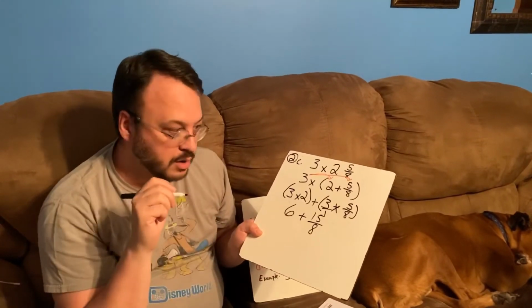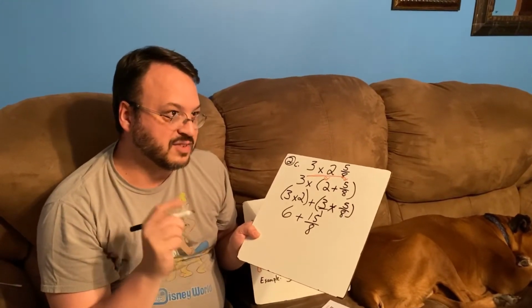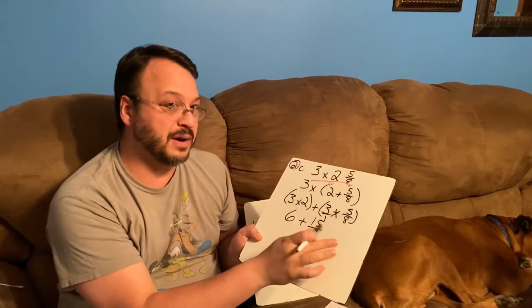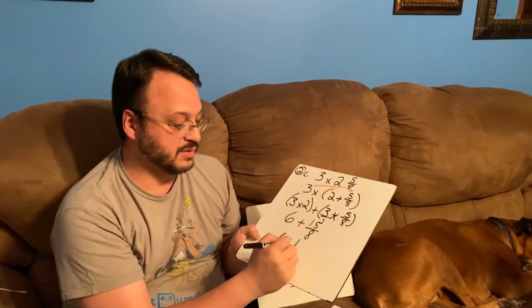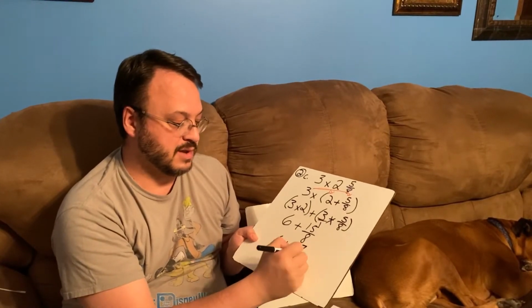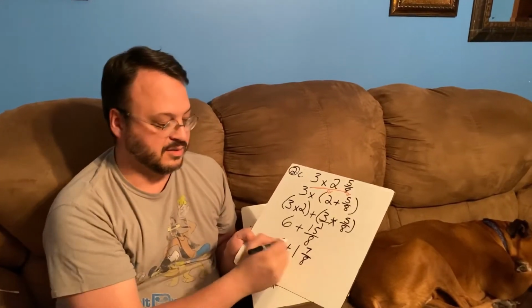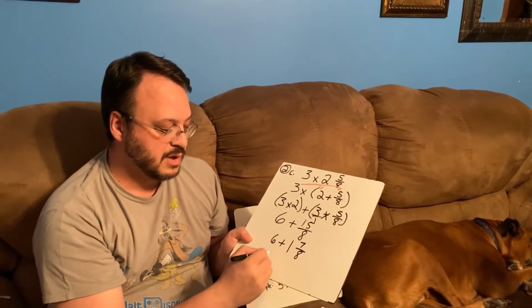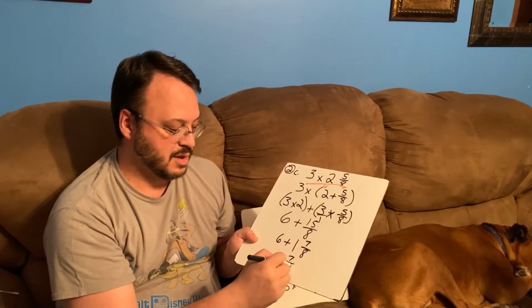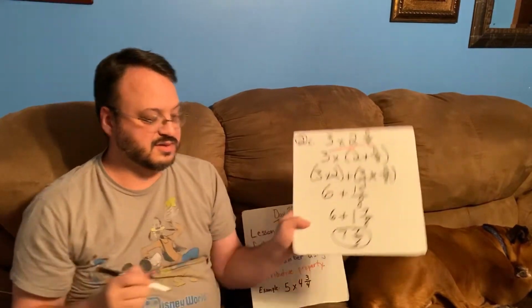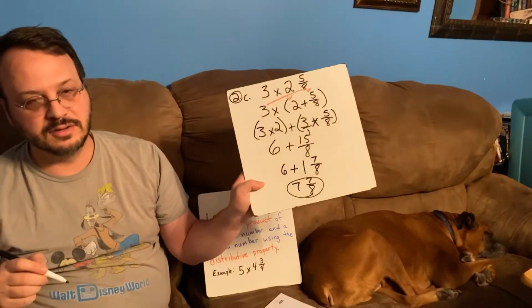Well, 8 times 1 is 8, and 8 times 2 is 16. That's too much. That's just barely too much. So it's going to be 6 plus 1 and 7/8. Now just add those whole numbers together. It's going to be 7 7/8. 7 7/8 is my final answer.